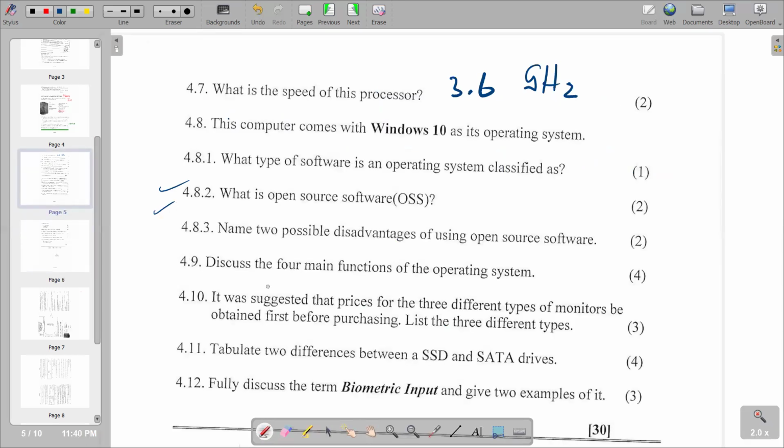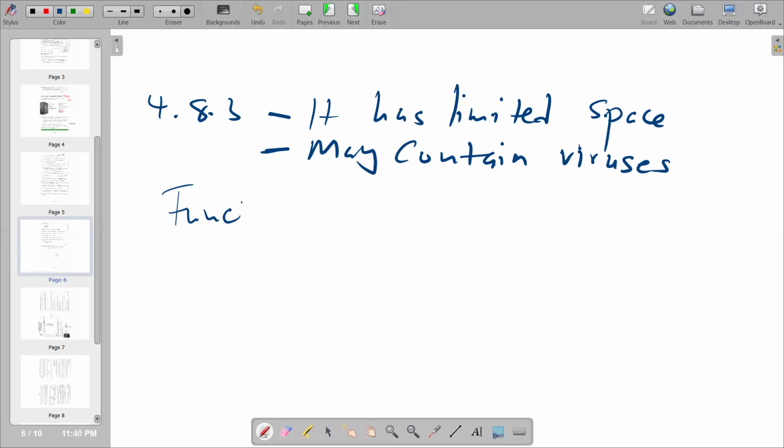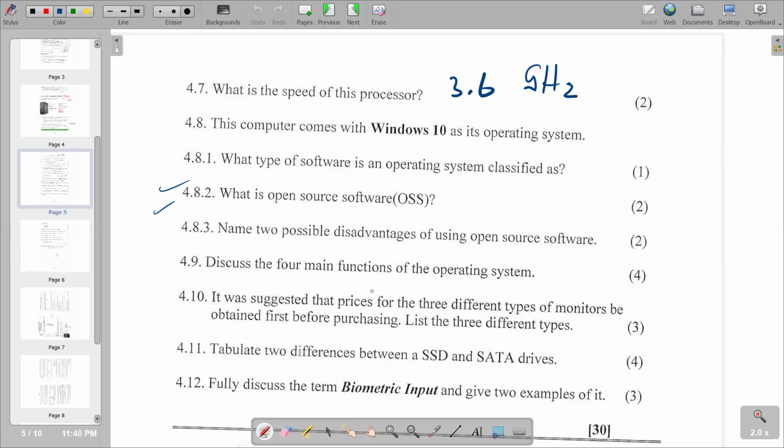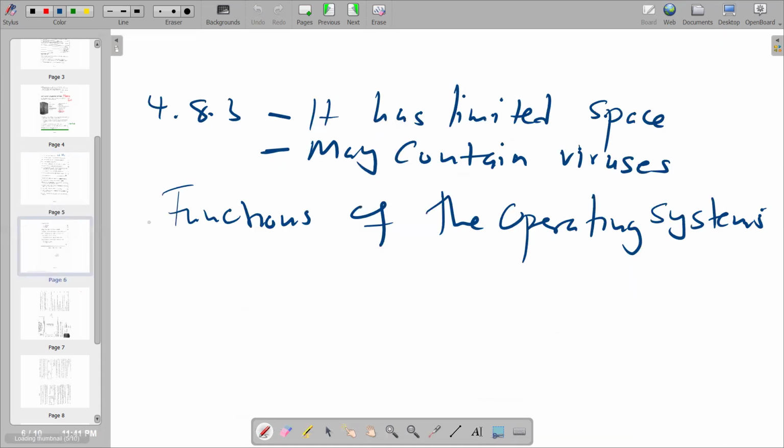We go to the next question, 4.9. Discuss the 4 main functions of the operating system. We try to refer back. The main functions of the operating system are indicated here, and our question has 4 marks. So obviously, we state each function and then briefly describe it. Each one is 2 marks. So we can go through our answer section and try to bring them down.